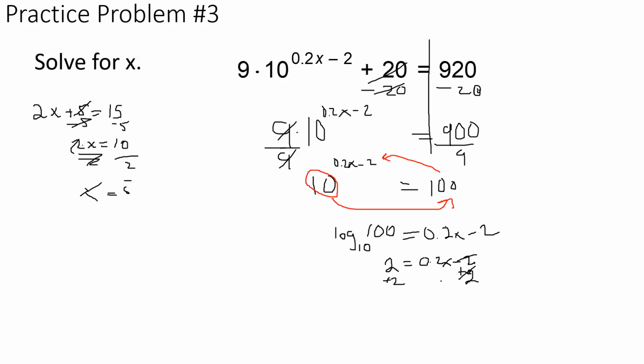And now we divide by 0.2. These 0.2's divide out, so x is equal to 4 divided by 0.2, which is equal to 20. And that is your answer. Hopefully you got it right.